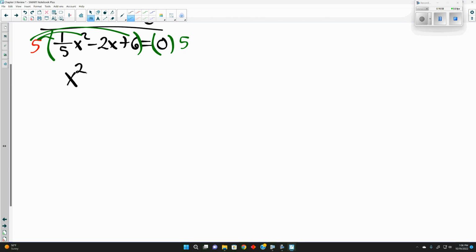5 times -2 is -10 x, and 5 times 6 is plus 30, equals 0. Now we do this so that we can get rid of that fraction. So if it had been 1/7, I would not multiply it by 5, I would multiply it by 7. We would multiply it by whatever was going to make those fractions or decimals go away.